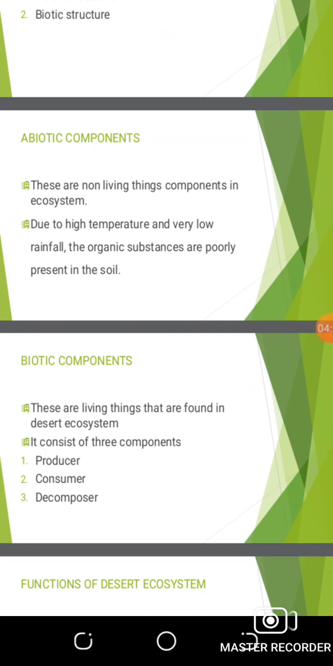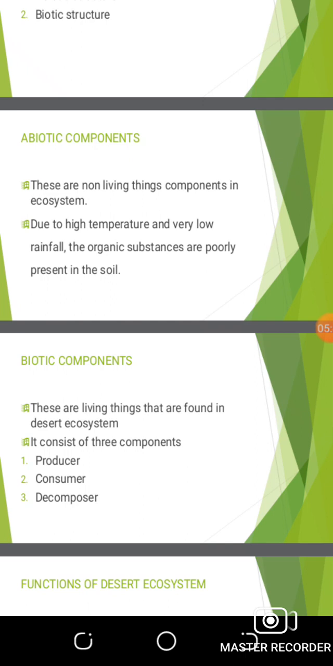Biotic components are the living things found in a desert ecosystem. They consist of three components called producers, consumers, and decomposers. I'll start with the producers, then consumers, and next decomposers. Producers are organisms or living things that depend on themselves. They make their own food to survive. They don't depend on other plants or materials, like desert tobacco, desert willow, and date palms.